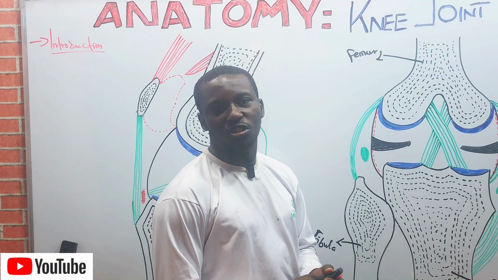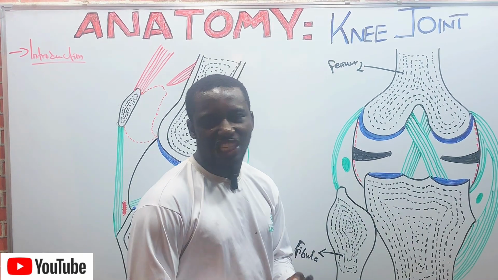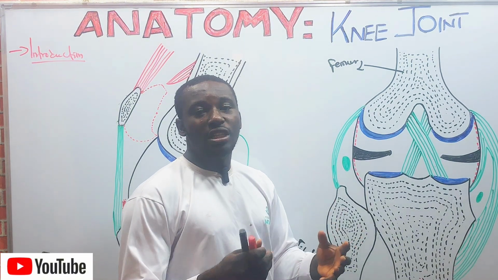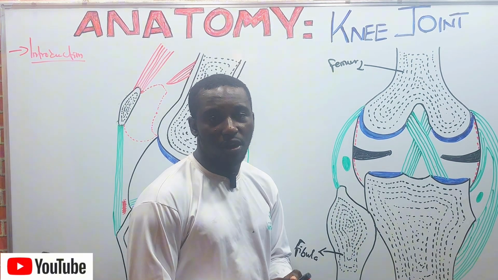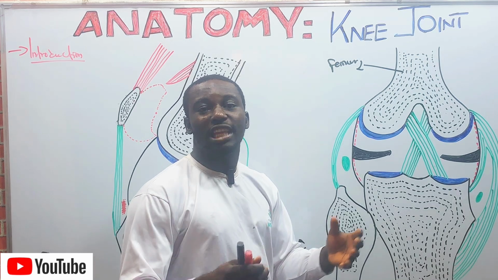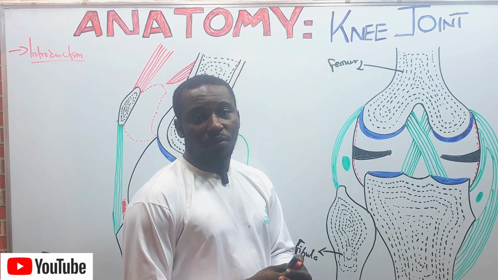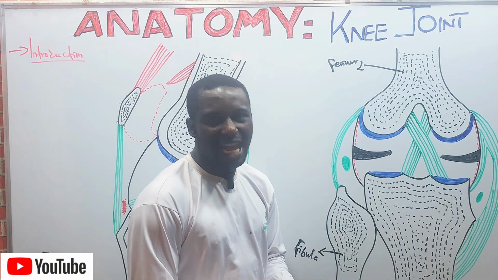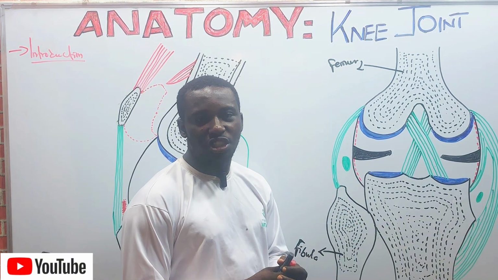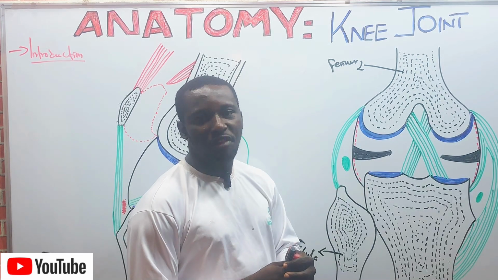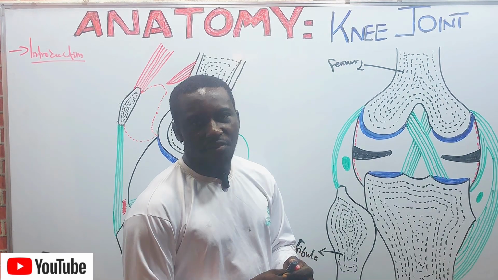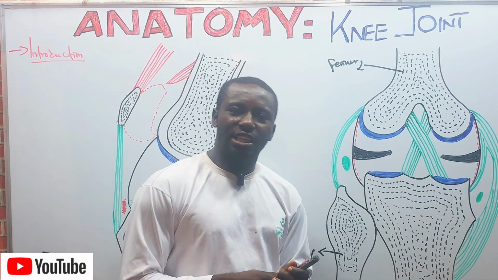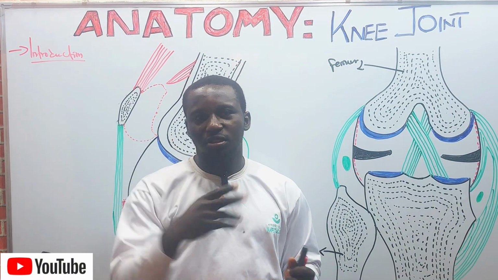It's formed by 3 articulations, which are the right and left condylar joints between the condyles of the femur and the tibia, and one saddle joint, which is the joint between the patella and the femur, called the patellofemoral joint or the femoropatellar joint. So the knee joint comprises 3 joints that form it together.